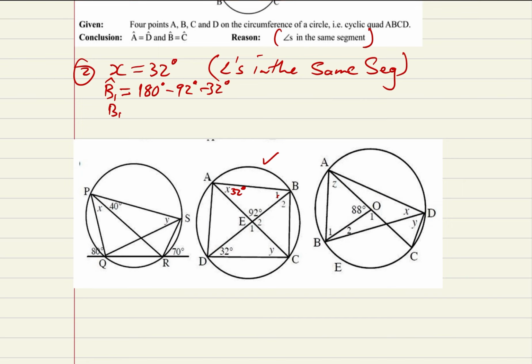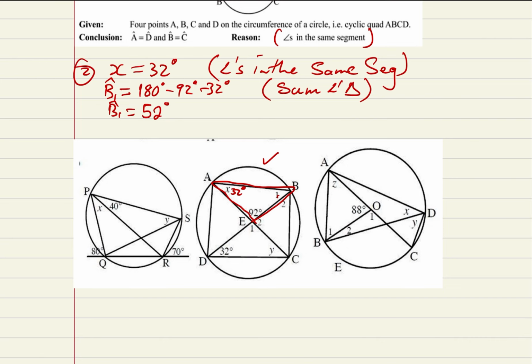So angle B1, the reason for this will be what? The sum of the angles in a triangle. Guys, can you see this triangle? I hope you see it, guys. So you're going to say 180 degrees minus 92 degrees minus 32 degrees, and your B1 will be 52 degrees. Okay, so that's what we have because of the sum of angles of a triangle, right?